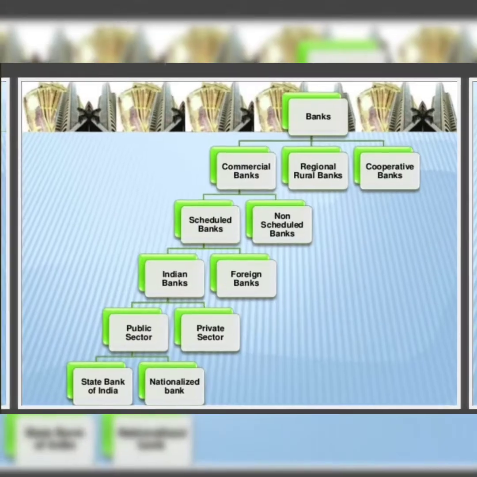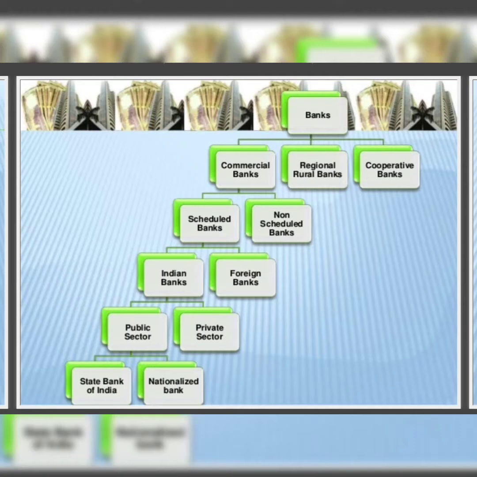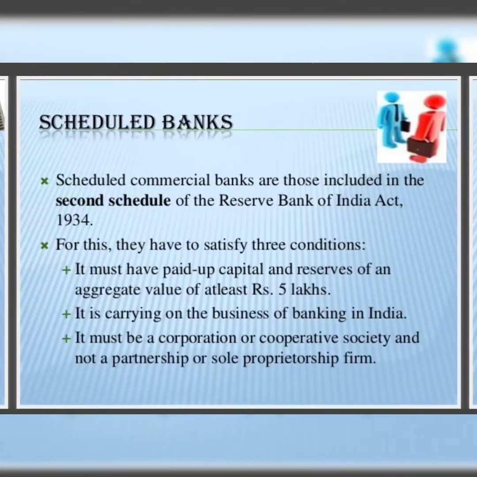So here are some listed banks: commercial banks, regional banks, cooperative banks, scheduled banks, non-scheduled banks, Indian banks, foreign banks and so on. We will be discussing these types of banks one by one. On the list, the first one is the scheduled bank.